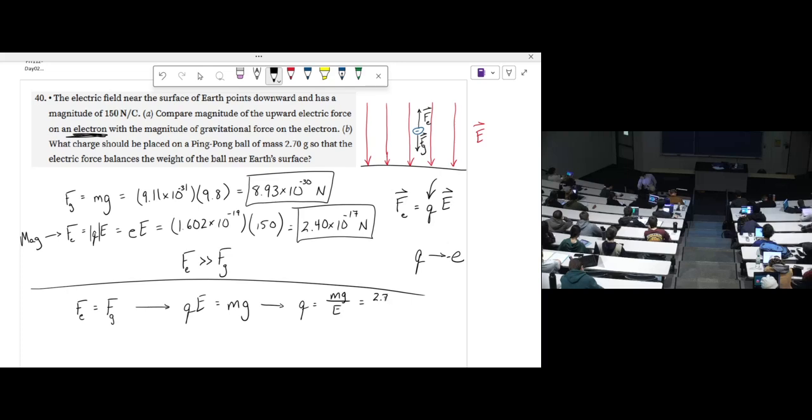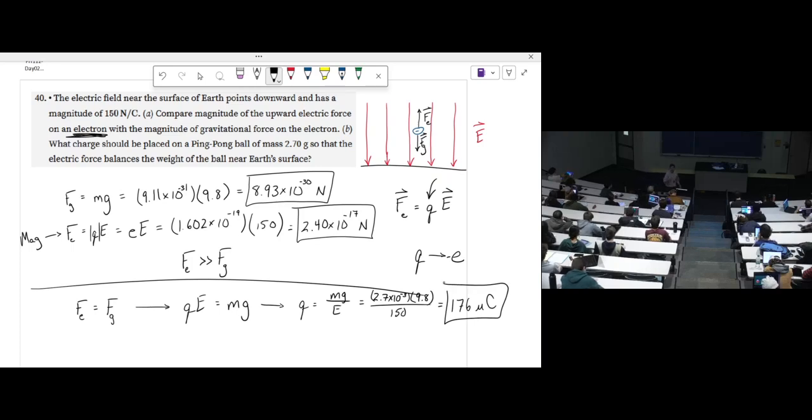So that's 2.7 times 10 to the minus 3 kilograms times 9.8 meters per second squared. Don't know why I just arbitrarily started sticking units in there. Divided by 150 newtons per coulomb. This comes out to be a magnitude of 176 microcoulombs.